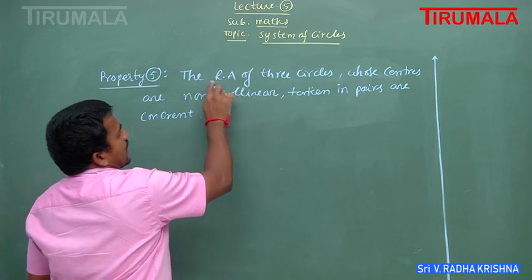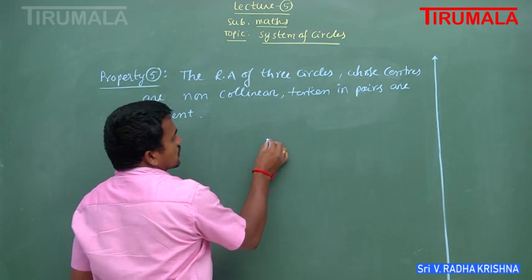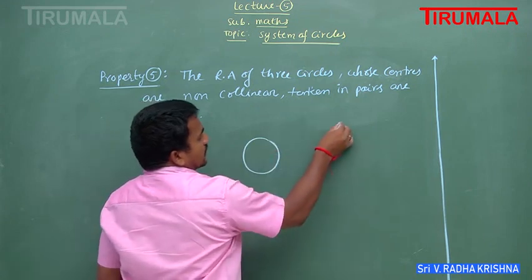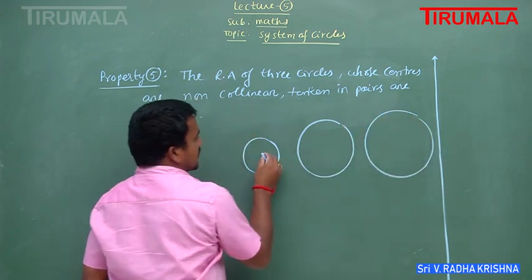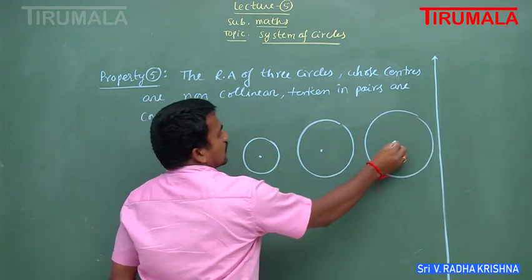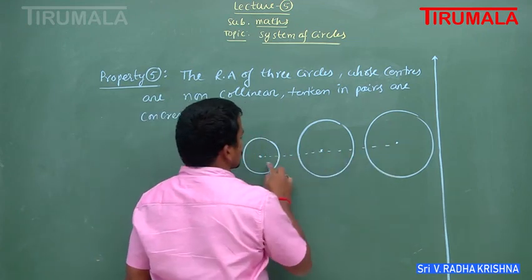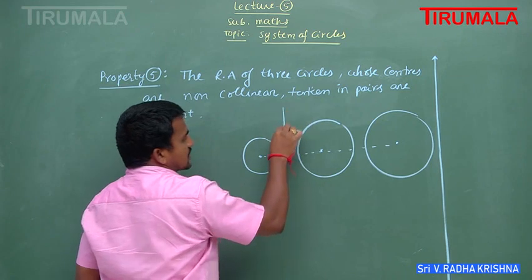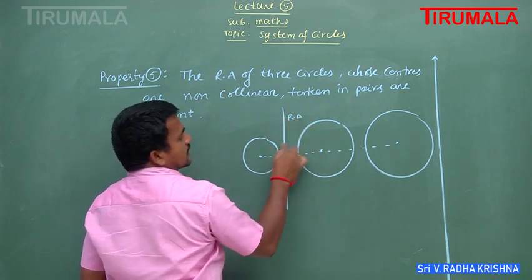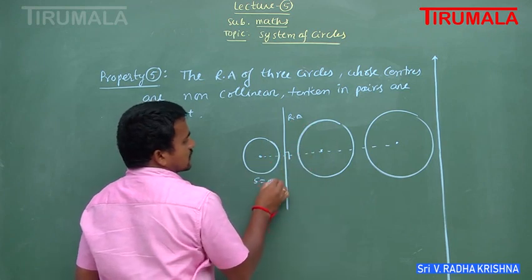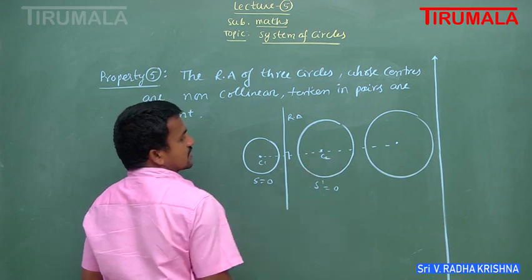Suppose we are taking 3 circles having collinear centers. What are the radical axes of the equations in this case? For 2 circles, the radical axis is perpendicular to the line joining the centers. This is the radical axis of 2 circles. Suppose this is S equal to 0, this is S dash equal to 0. This is perpendicular to the line joining the centers C1, C2.